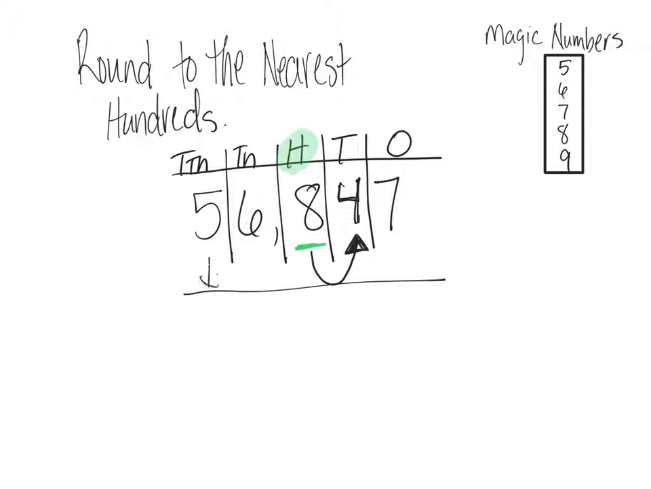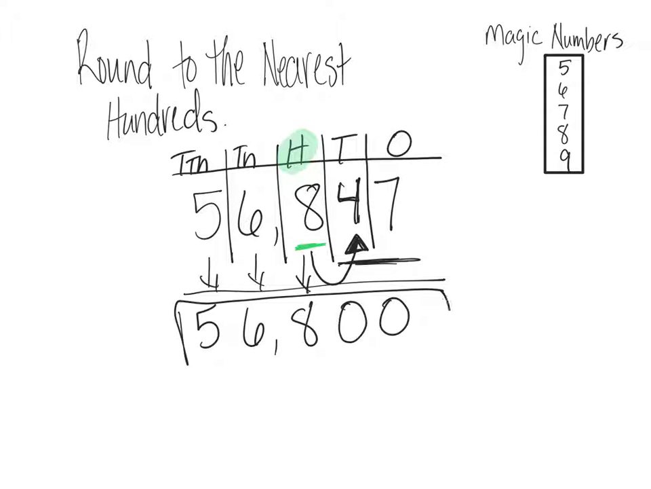So then we bring down our numbers that are in the front. 5, 6, 8, since it stays 8, since we didn't have to add anything. And then these two numbers here are going to turn into zeros. So after we rounded, our answer is 56,800.